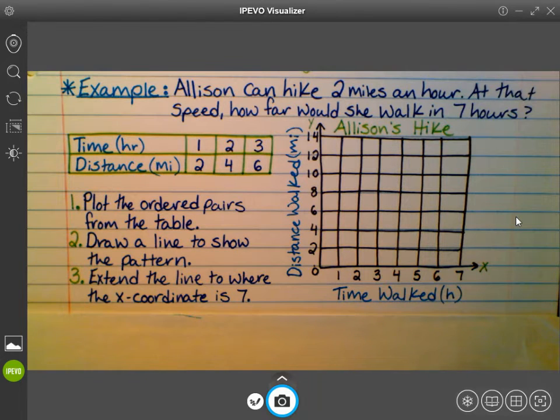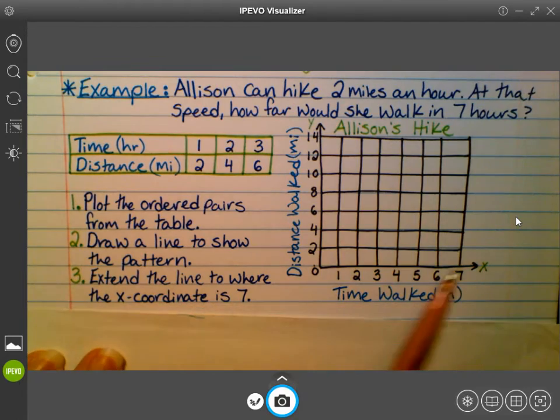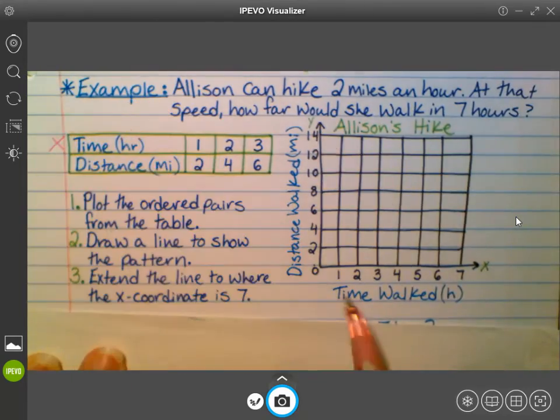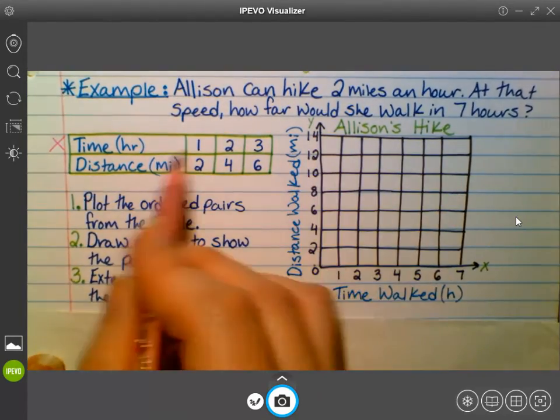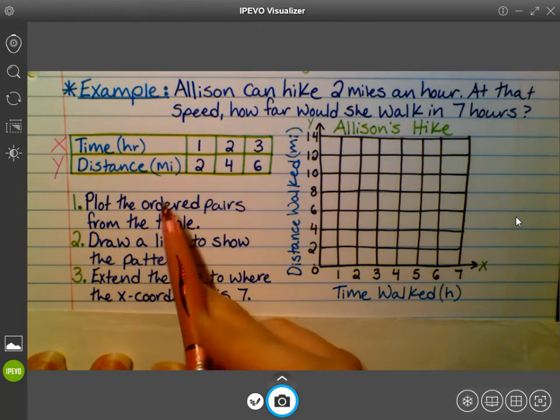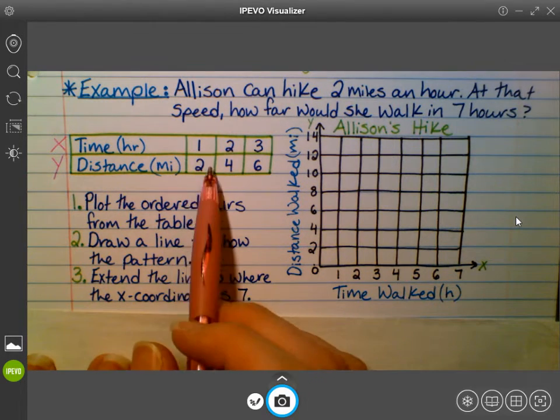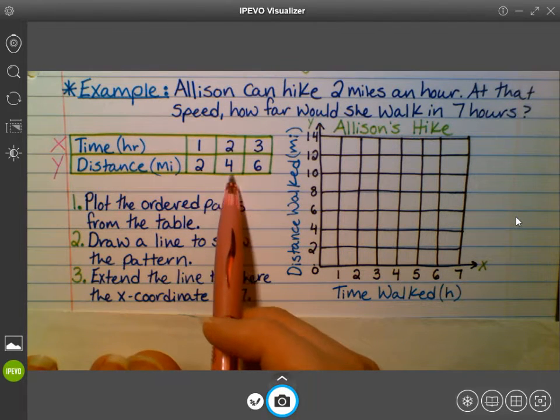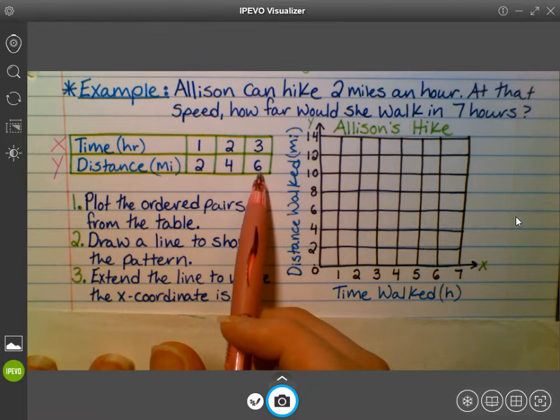Fifth grade's doing great. One thing I would recommend whenever we're given a table with numbers, and it doesn't say X and Y, what I like to do is next to my table, make sure I don't forget which numbers are for the x-axis and which ones are for the y. So my x-axis is the time walked. So next to time in the table, I'm going to put an X. Then the y-axis is the distance walked, so next to the distance I'm going to put a y. That way I know when I'm graphing, okay, this 1 is my x-coordinate, this 2 is my y-coordinate. This 2 is my x-coordinate, this 4 is my y-coordinate, this 3 is my x-coordinate, this 6 is my y-coordinate.